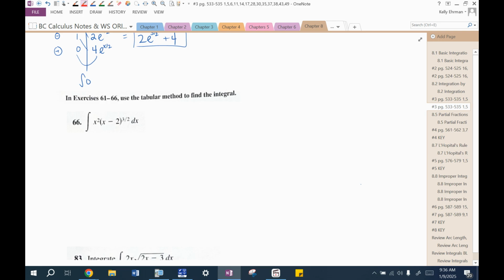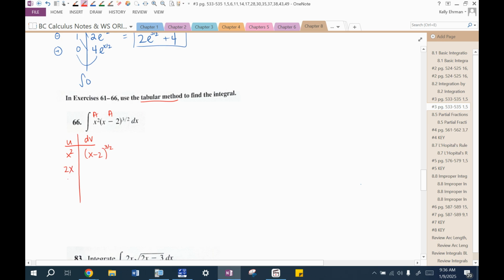All right, number 66. Use the tabular method. Oops, we've been doing that all along to find the integral. Now, these are two algebraic pieces, right? They're both algebraic. So how do you decide, if we're using LIATE? I would say it'll be easy to get the x squared down to 0, so we'll have a stopping point, and we wouldn't get down to 0 otherwise. So even though they're both algebraic, you pick the one that's going to get down to 0. So x squared versus x minus 2 to the 3 halves.